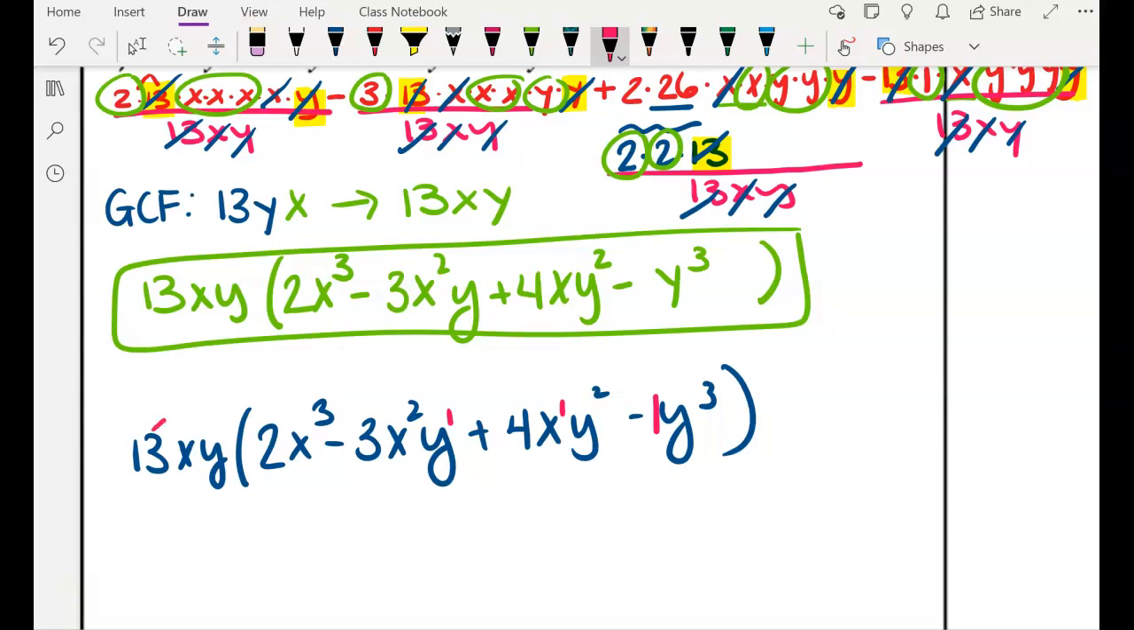All right, 13xy times 2x to the third. That means it's 13 times 2, x, we'll put them together, x outside and then 13 on the inside, and then we'll put y in the back.